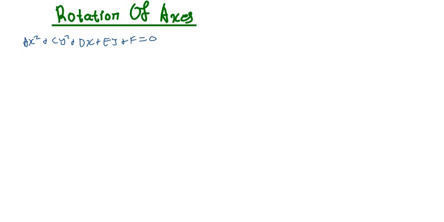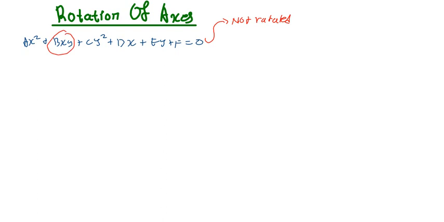And there are times when, in fact, let me include the b term, which is our bxy. So ax squared plus bxy plus cy squared plus dx plus ey plus f is equal to 0. Let's say for example this one that we have is not rotated. How do you then rotate it to get rid of this b term?